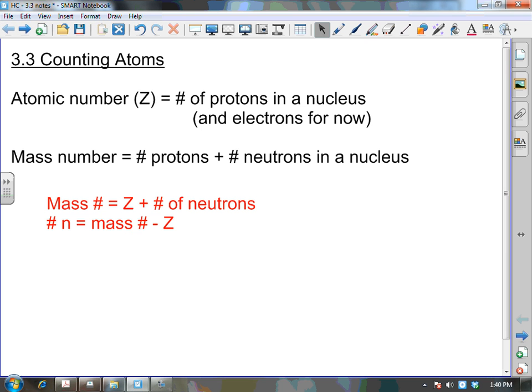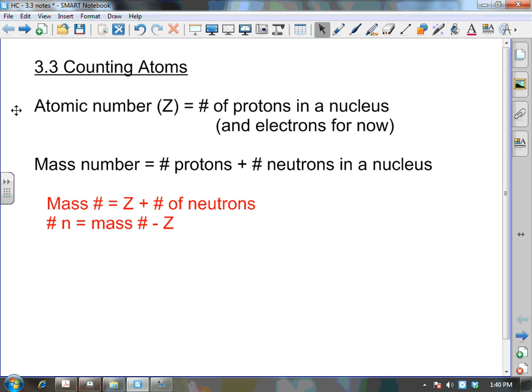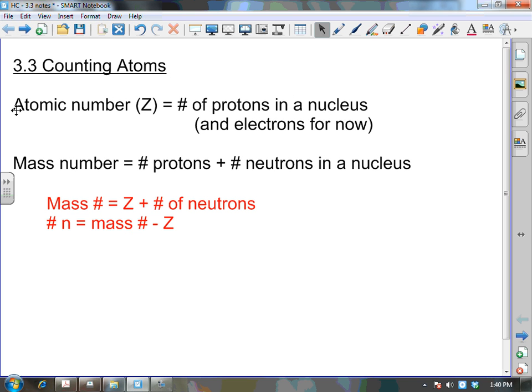So the first thing we're going to look at is what's called the atomic number. And the atomic number is represented by the symbol Z, and it tells us the number of protons that are in a nucleus. Now, this is very important because this is truly the identity of an element. As protons change, the identity of the element changes. If electrons change or neutrons change, it's still the same element.